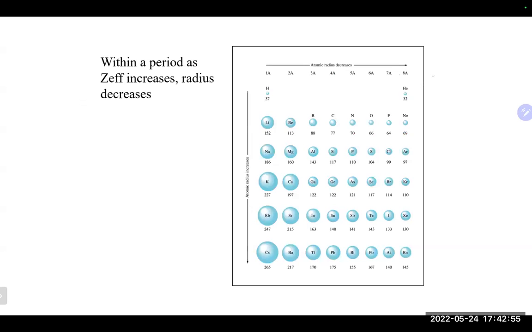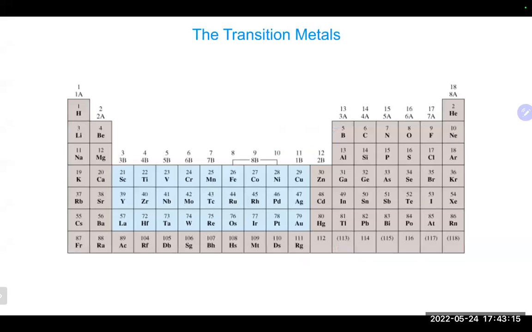Again, up to the right, size gets smaller, effective nuclear charge gets larger. Again, there is a greater feeling of that positive charge from the nucleus, even for those outside electrons. As a whole, it's going to bring everybody in and create a smaller overall size. Obviously, size increases as you go down, and Z effective decreases as you go down. The transition metals are found between group number 2 and group number 3 on the periodic table. Those are our transition metals.